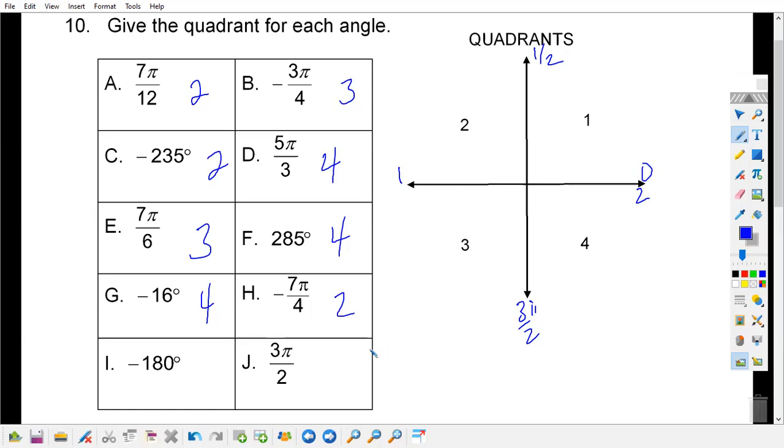Negative pi. It's on the negative x-axis. 3 pi over 2. On the what? The negative y-axis. Oh, so you just put negative in. Okay.